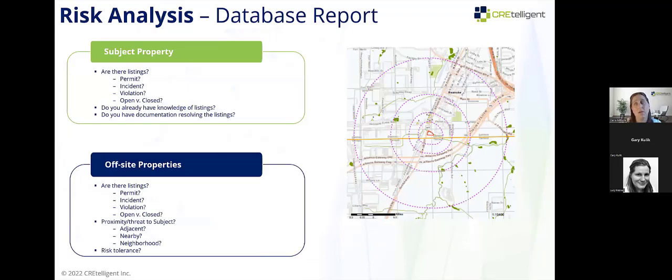So when you're doing your review of a database report, and on the right you'll see another flavor of database report, it's important to look at your subject property and your offsite properties. So looking at your subject property, are there listings on your property? Are they permit related? Is it from an incident? Is it from a violation? Are there open cases versus closed cases?